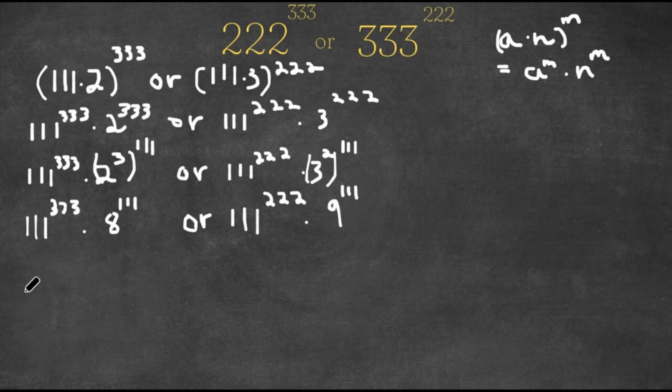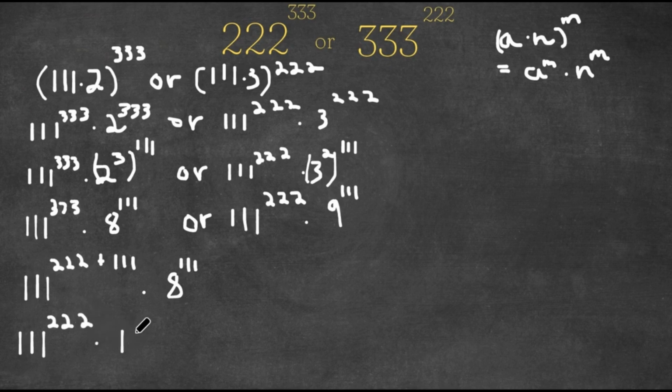So now I'm going to rewrite 333 as 222 plus 111. So I rewrote 111 to the power of 333 as 111 to the power of 222 plus 111, and this is still multiplied by 8 to the power of 111. And now, remember, we're using the same property. This is equal to 111 to the power of 222 times 111 to the power of 111, and this is still multiplying with 8 to the power of 111.